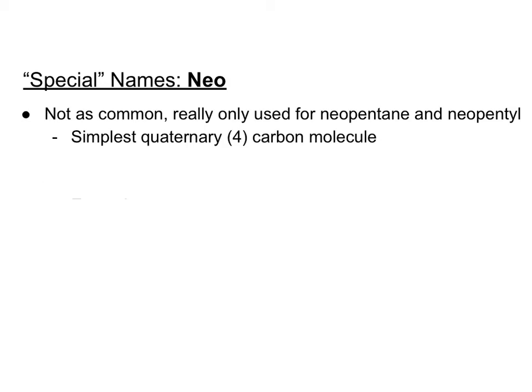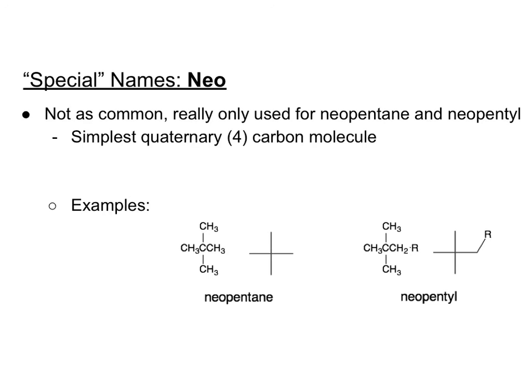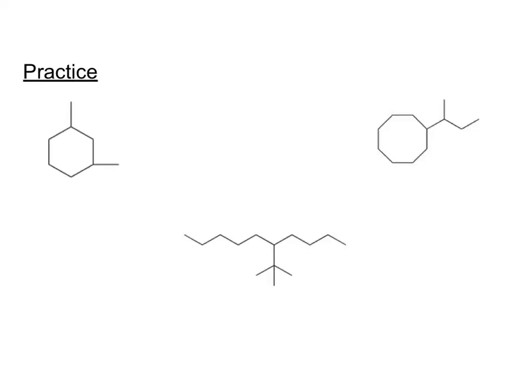The last one being neo, much less commonly used. Simplest molecules are often named this way. It's the simplest 4-carbon molecule that looks like this. It can be used as a substituent, but again, is much less common, so I would worry about those other ones first.